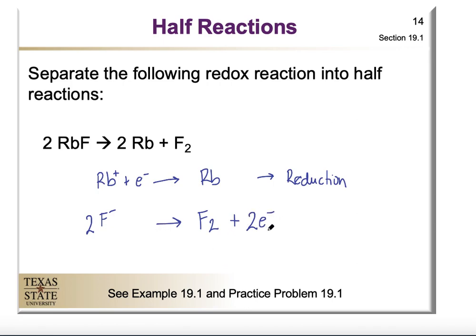Now, since the electrons are on the product side, that means that this is an oxidation. We are losing electrons. Here we go. Oxidation. All right. I also recommend that you look at example 19.1 and practice problem 19.1, which shows you how to separate redox processes into half reactions.